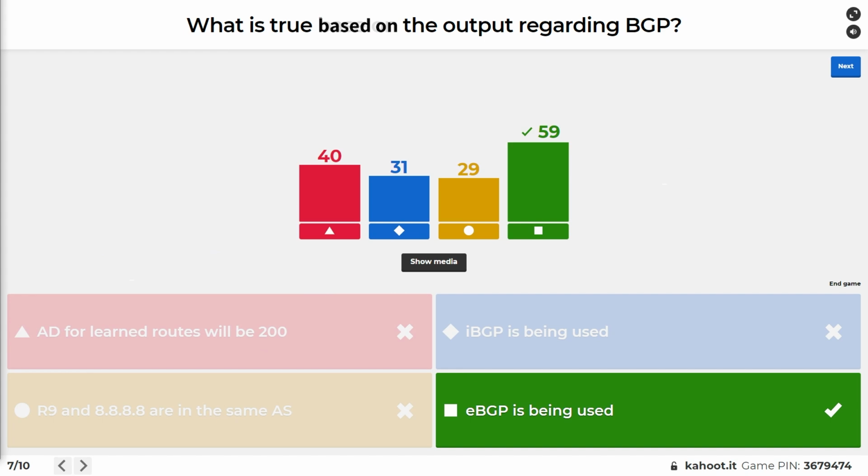Here's how I would tackle this. What is true based on the output? Let's talk about this for a moment. There's a lot of output from a lot of commands, and sometimes when we see a lot of output, it's like, oh, it's so much output. But we only really need a little teeny piece of it.